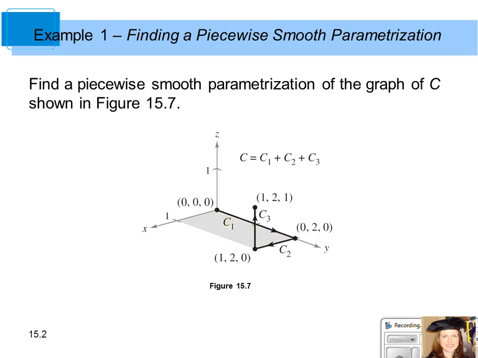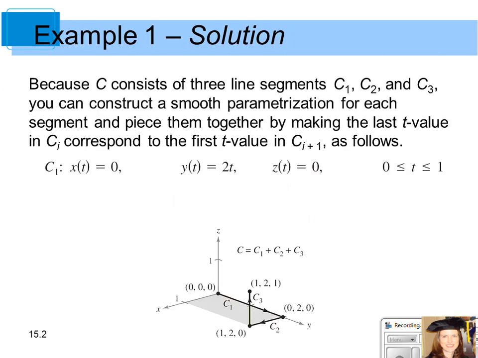In this example, we want to find a piecewise smooth parametrization of the graph of C shown in figure 15.7. This path begins at the point 0, 0, 0 and moves along the first path C1 to the point 0, 2, 0, moving from there along the path C2 to the point 1, 2, 0, and then moving from there on the path C3 to the point 1, 2, 1. Now there are many ways of coming up with parametrizations for the path. I'm going to present you with one method here.